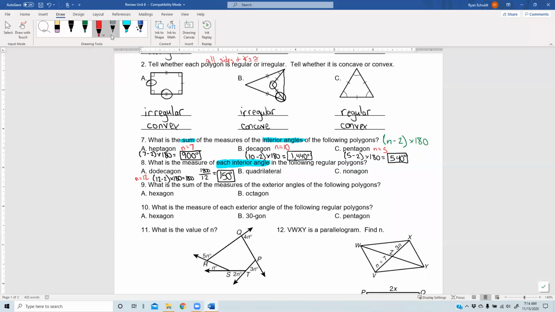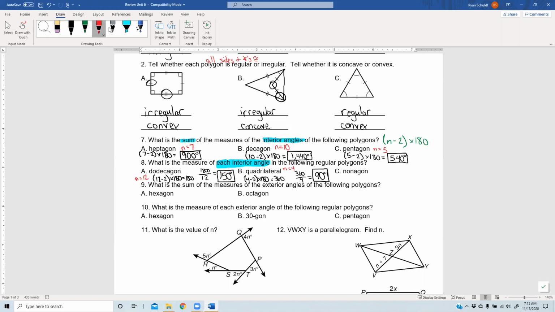Now for a quadrilateral, how many sides does a quadrilateral have? 4. So I have to come over here and do 4 minus 2 times 180. Gets me 360. But then I have to do 360 divided by 4, which gives me 90 degrees. Where did I get the 4 from? It's how many sides it has. On A, where did I get the 12 from? It's how many sides it has.